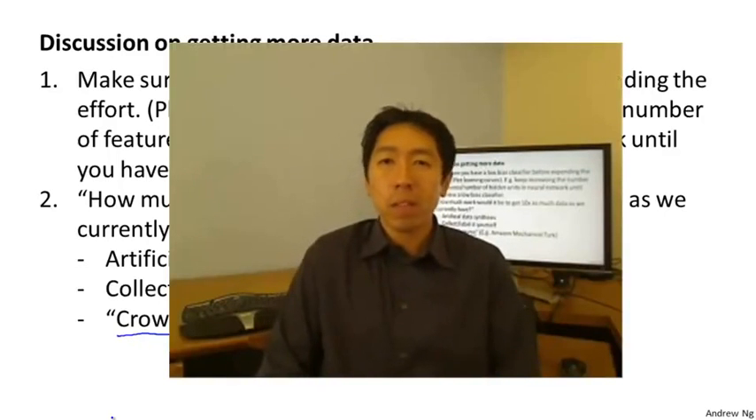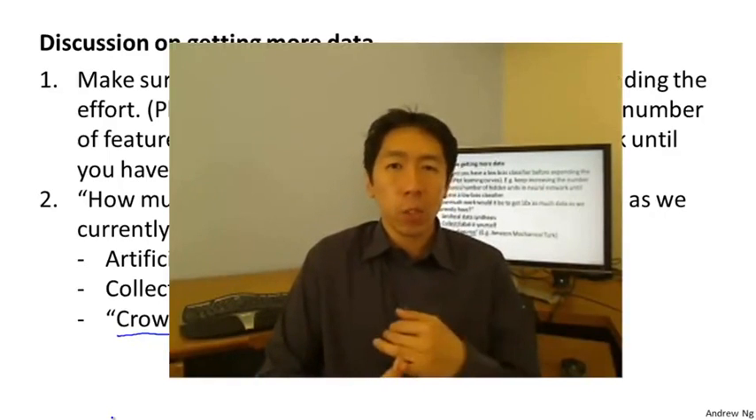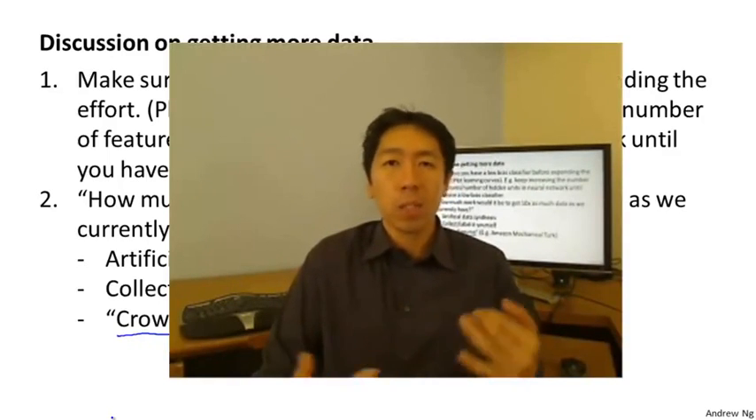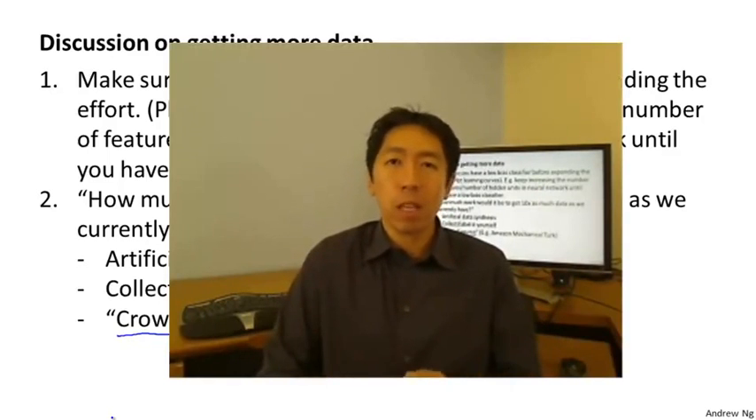So in this video, we talked about the idea of artificial data synthesis, of either creating new data from scratch, like using the random fonts in our example, or by amplifying an existing training set by taking existing labeled examples and introducing distortions to it to create extra labeled examples.